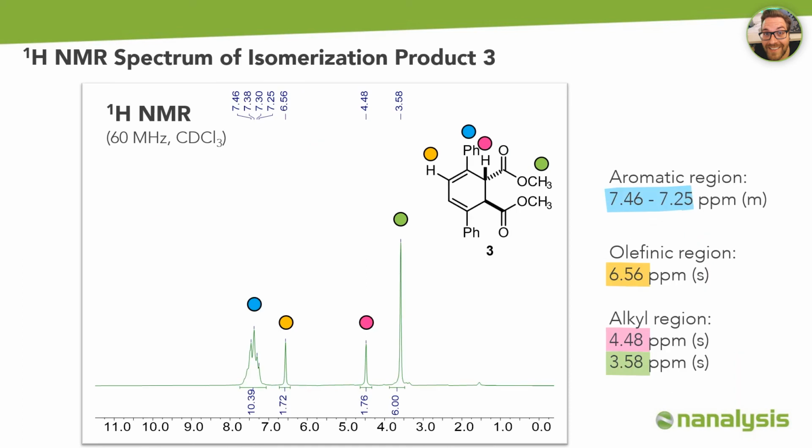The successful generation of isomerization product 3 can be confirmed by proton NMR as well. The aromatic hydrogen atoms appear as a multiplet in the range of 7.46 to 7.25 ppm due to the conjugated double bonds. The alkene signal shifted downfield to 6.56 ppm in comparison to the previous spectrum. Both the alkene and the vinyl protons are observed as singlets, not as doublets anymore. This is due to the absence of neighboring atoms. The methyl groups remain quite unchanged at 3.58 ppm.